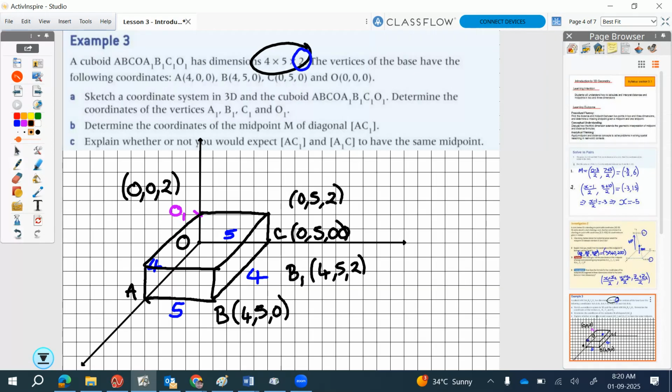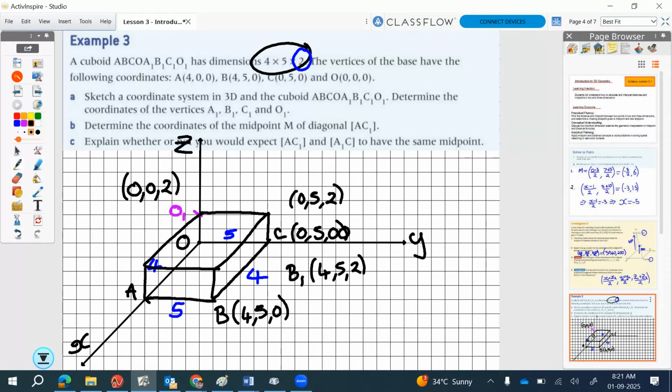So how do you know which way to go? The first digit is the x direction, which is this axis coming out of the page. The second digit is the y, which is in this direction. The third digit is the z, this direction.